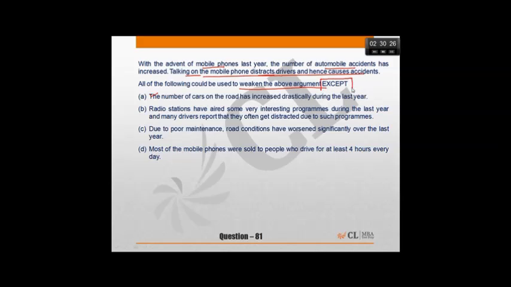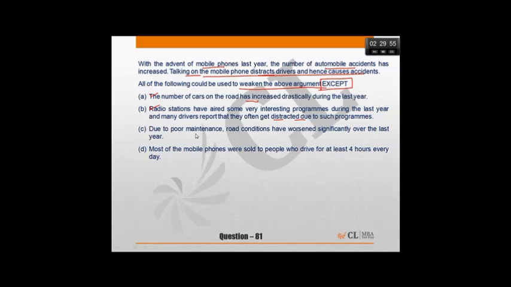So we want to find out the one which will strengthen the argument. Choice B, radio stations have aired some very interesting programs during last year and many drivers report that they often get distracted by such programs. This also could weaken the argument, because the accident could happen not because of mobile phones, but because the number of cars has increased or because the number of interesting radio programs has gone up. So choice A and B cannot be the answer because both of them can actually weaken the argument.